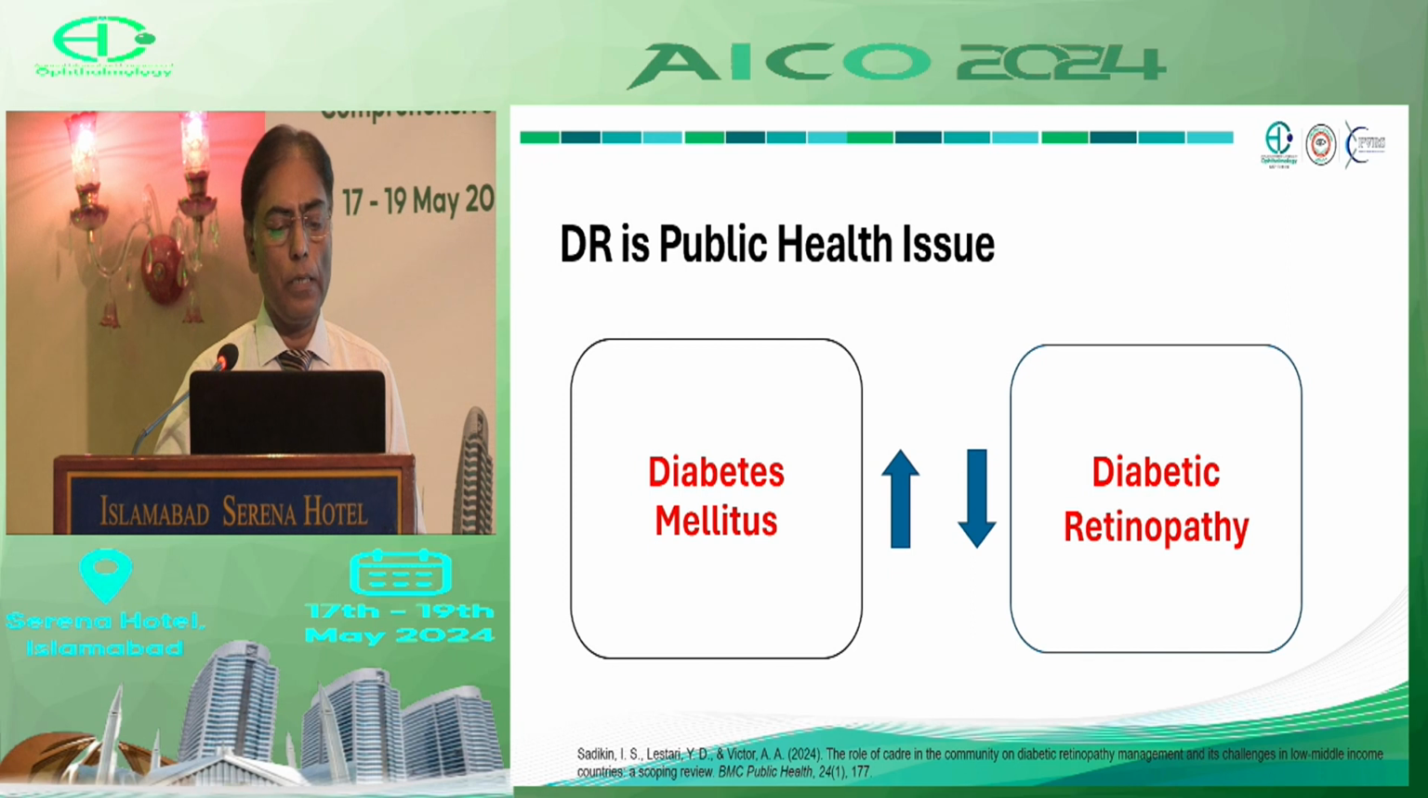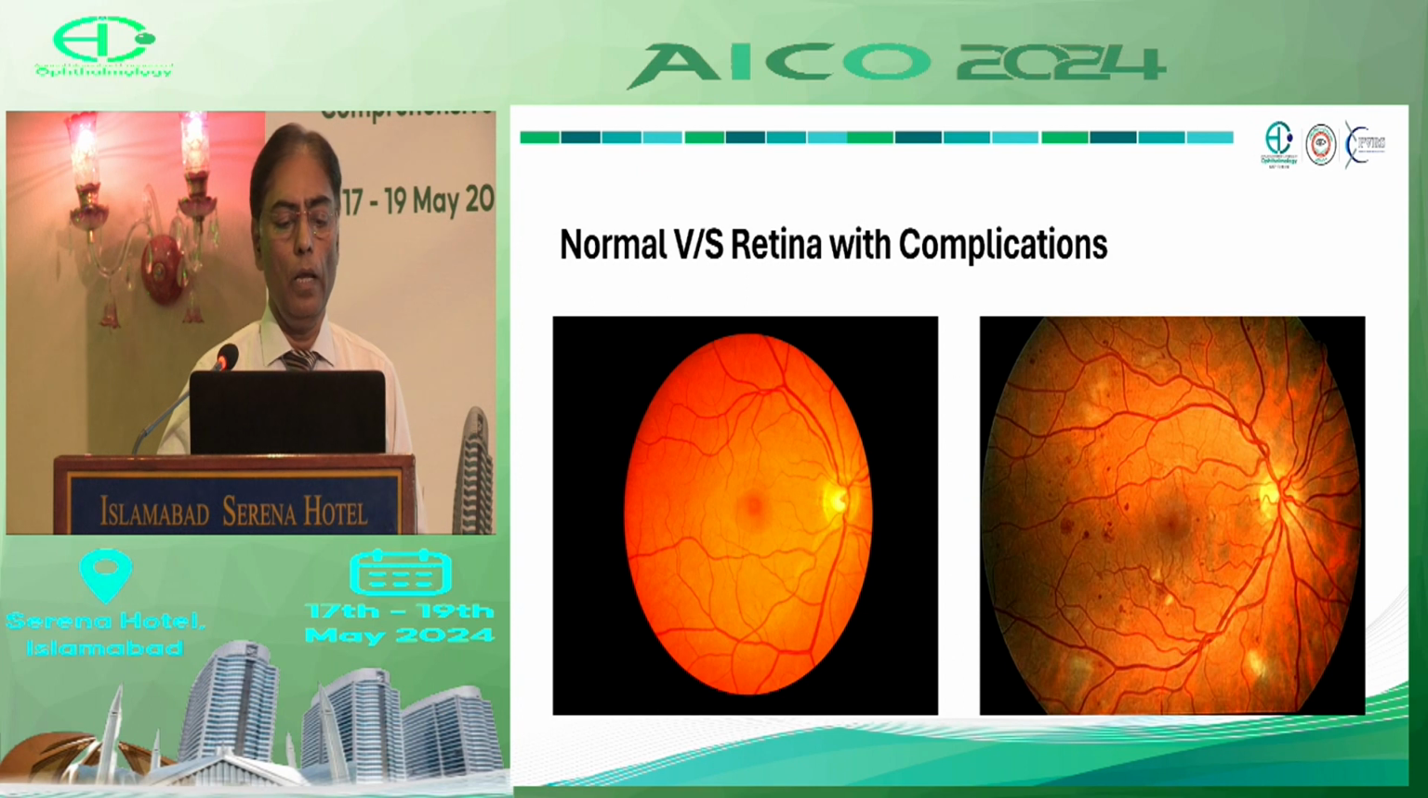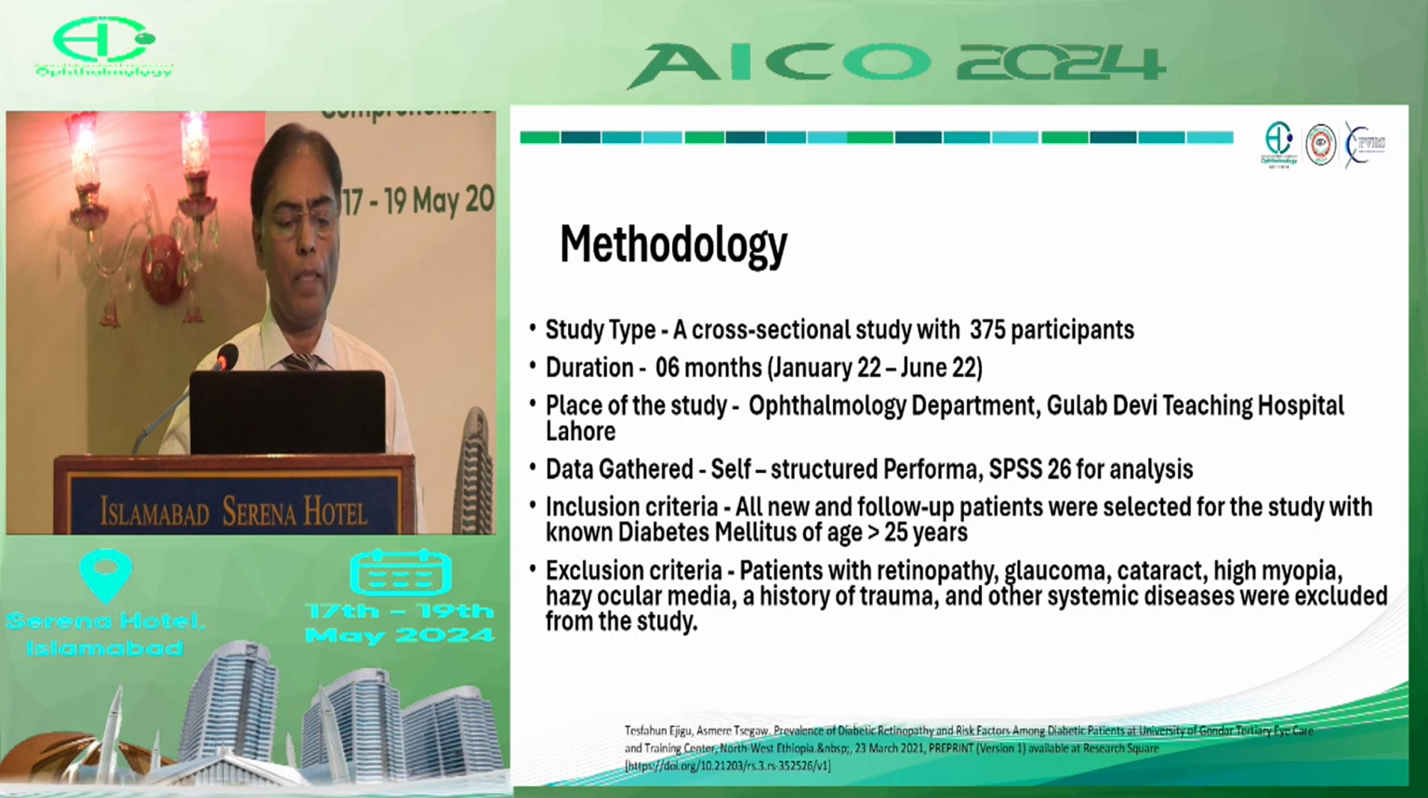Diabetic retinopathy is a public health issue, and diabetes mellitus and diabetic retinopathy are interlinked with each other. Here are the complications of diabetes: cataract, glaucoma, diabetic retinopathy, visual impairment, and blindness. Here is the normal retina and a compromised retina. The methodology of the study: this was a cross-sectional study of 6-month duration, and the place of study was the ophthalmology department, Gulab Devi Teaching Hospital.